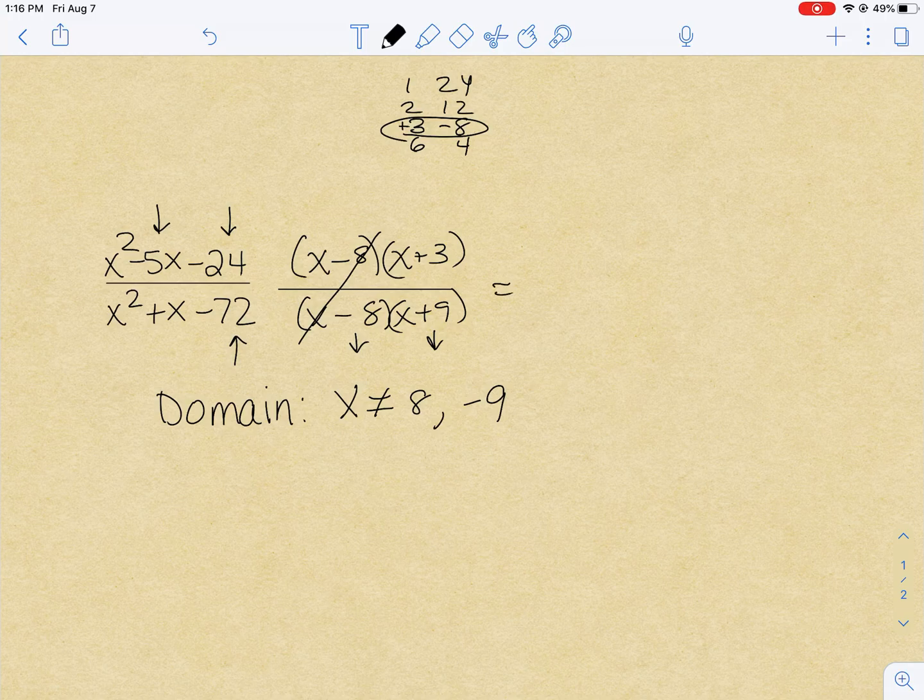And now we can write our final answer. So we're going to have our x plus 3 over x plus 9. And we can say something like x is not equal to 8 or negative 9. So those are our excluded values when we're doing this.